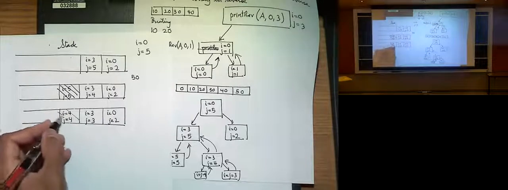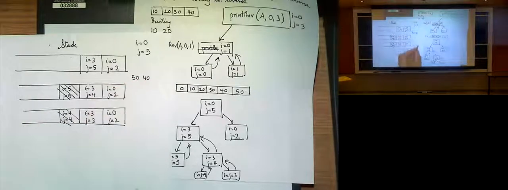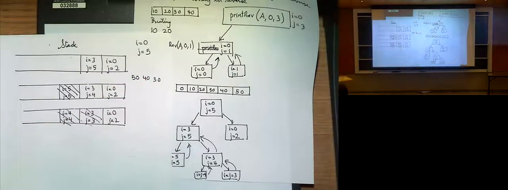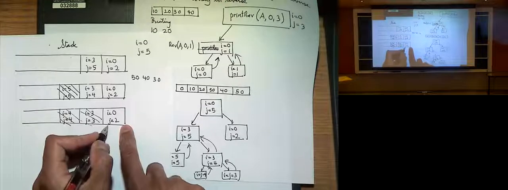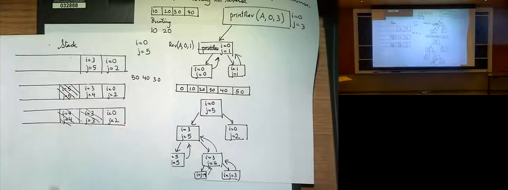Then I would pop this off the stack, I print 40. This is a base case. I pop that off the stack, I print 30. Then I look at this, I would remove that and push its calls onto the stack, and so on and so forth. Right?